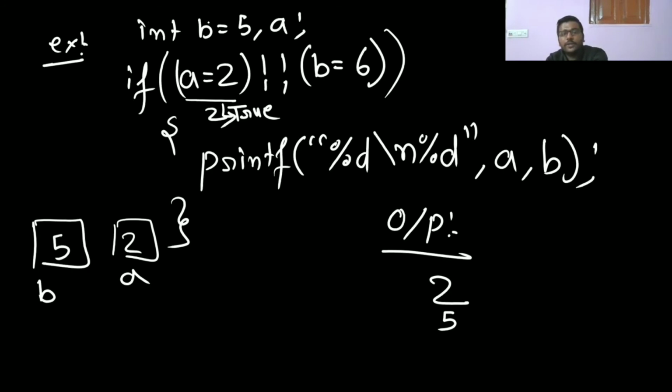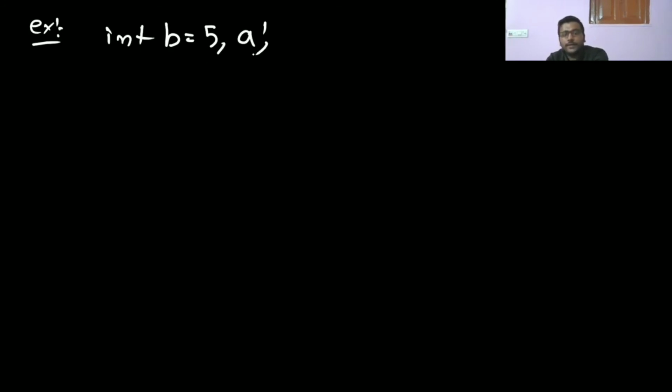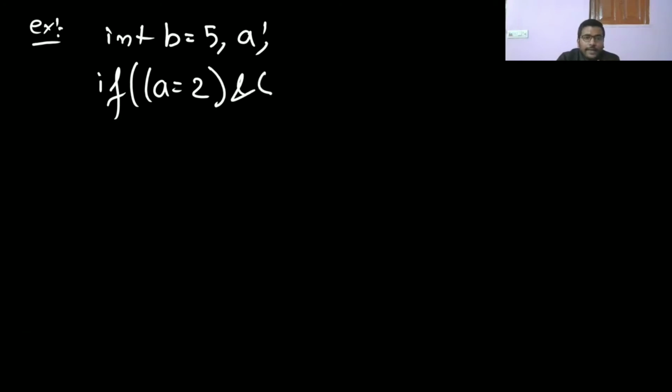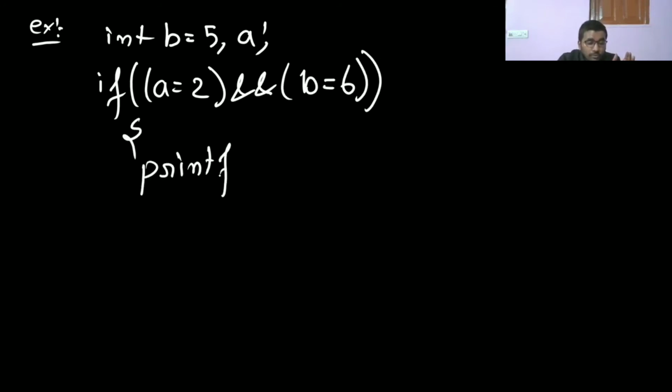Now similarly, if I make it AND, in this only I am just changing the example. int b equal to 5, and if a is equal to 2, here I am doing assignment, not condition checking. I am not checking a equal to 2. I am doing assignment. In a I am putting 2, and I am saying b equal to 6. Both assignment I am doing. Now here I am printing. Now tell me what is going to be the output.